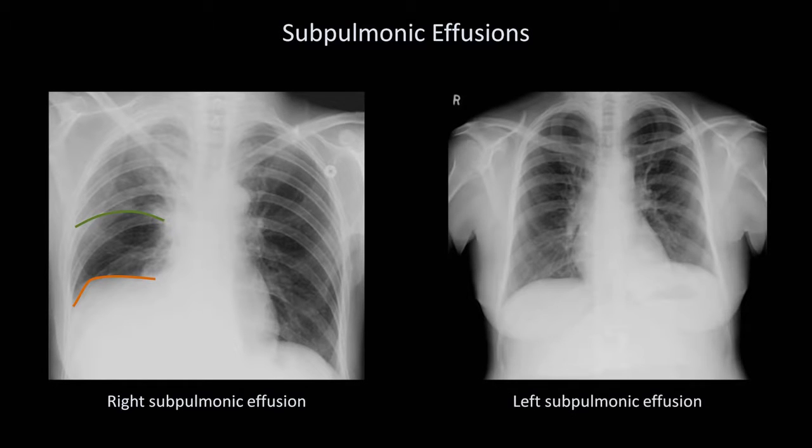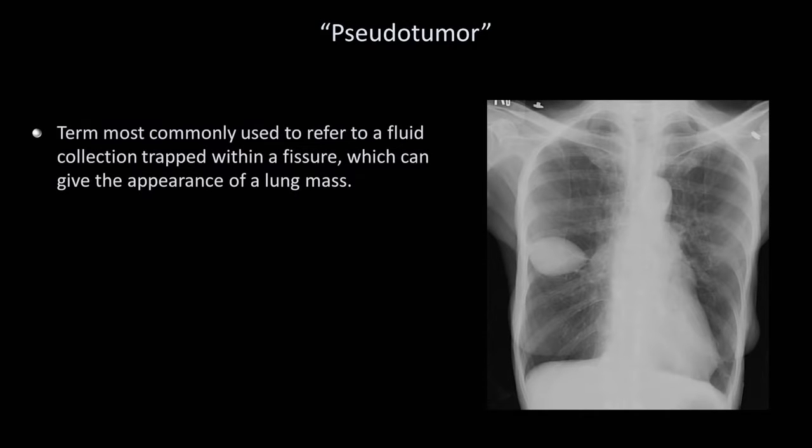And here is a left subpulmonic effusion. Notice the significant distance between the gastric bubble and the pseudodiaphragm. The second, easy to misdiagnose subtype of effusion is sometimes referred to as a pseudotumor. This term is most commonly used to refer to a fluid collection trapped within the fissure, which can give the appearance of a lung mass.